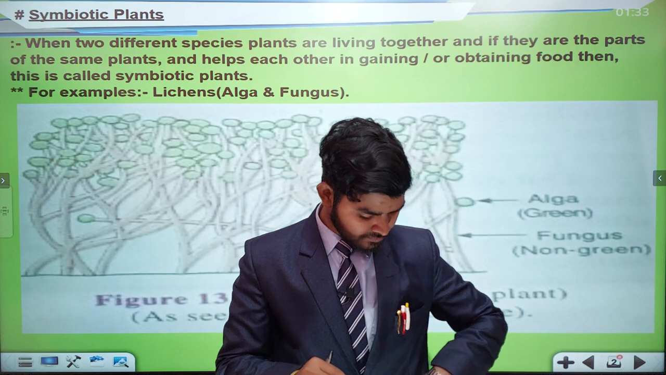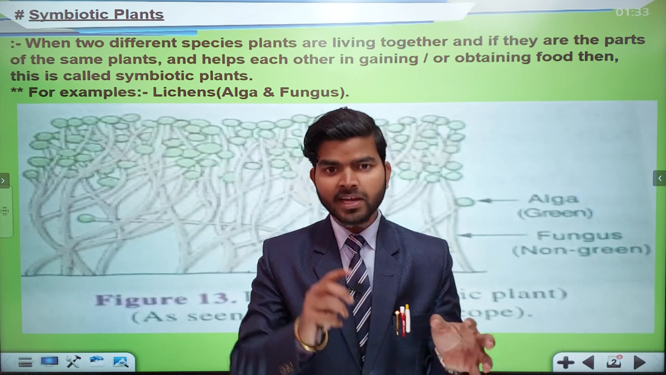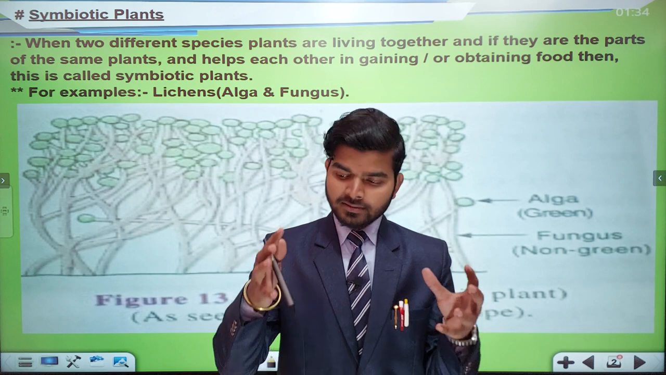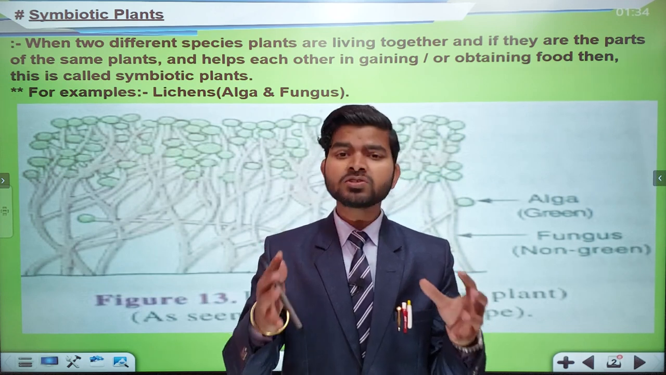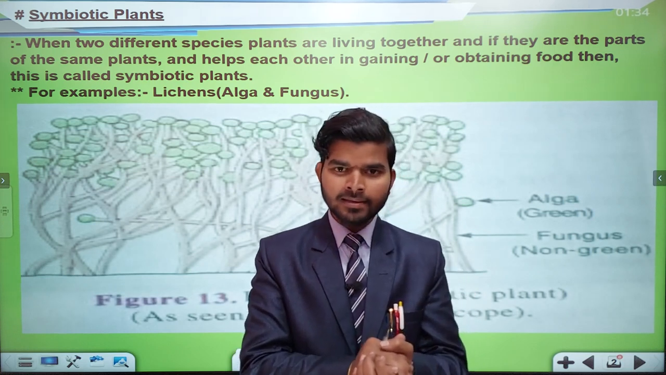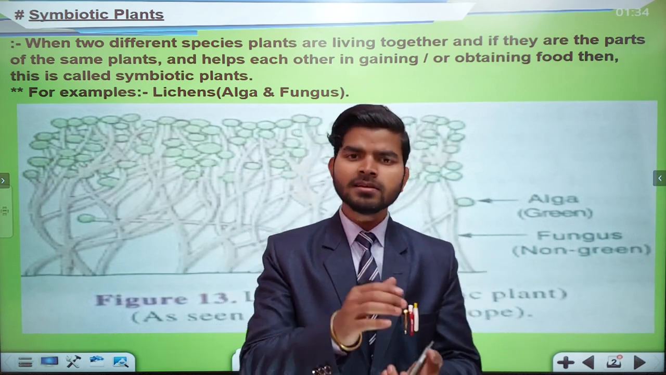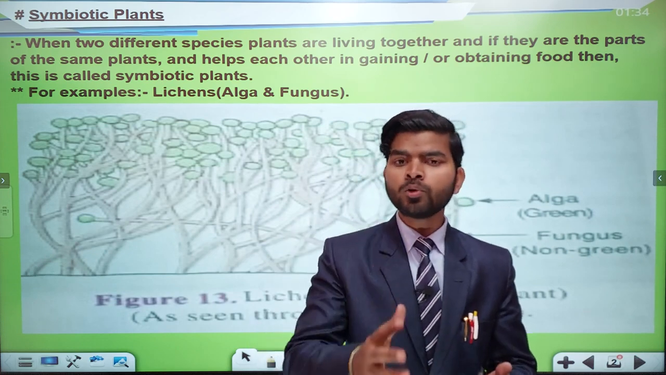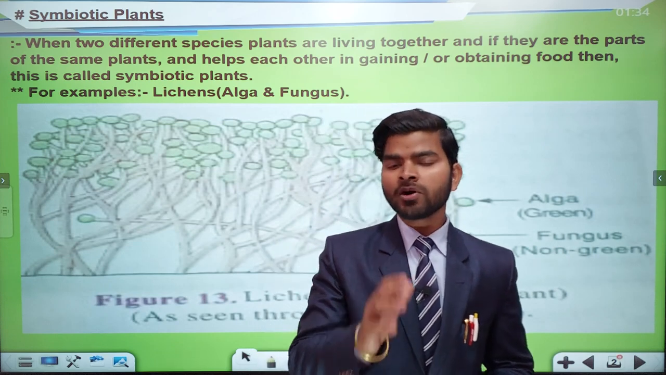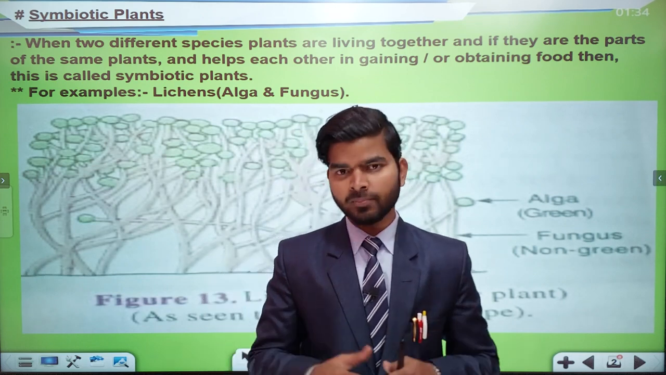living together, remember it. There must be one species of plant and another species of plant. That means two different species of plants, and the condition is that these two different species of plants must live together, as parts of the same plant, and not only that, both of them help each other in obtaining their food by a process named photosynthesis. Then this is called symbiotic plants.